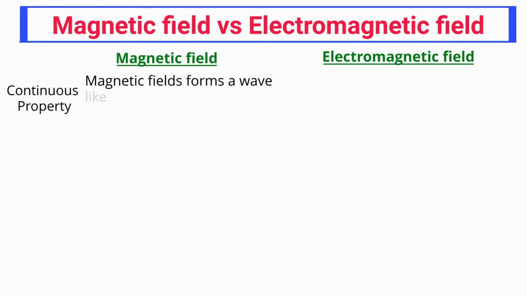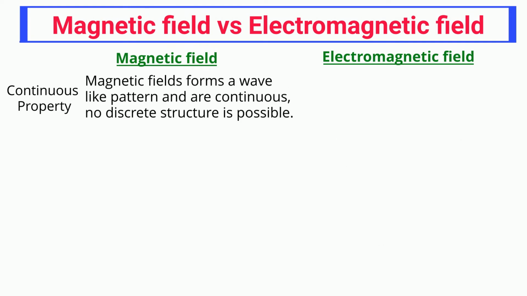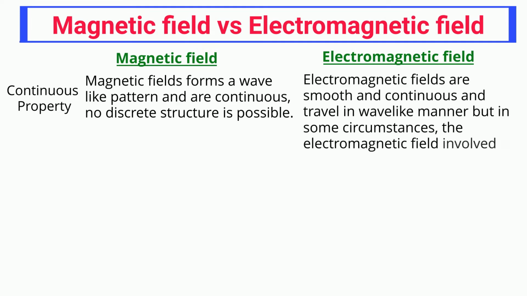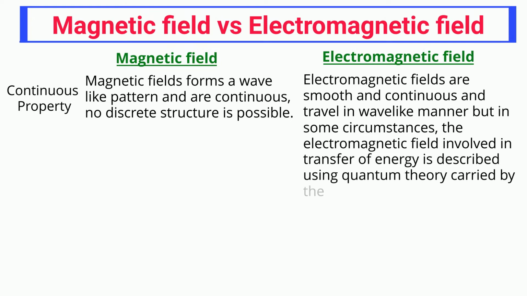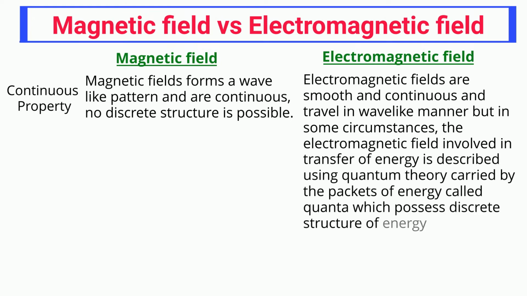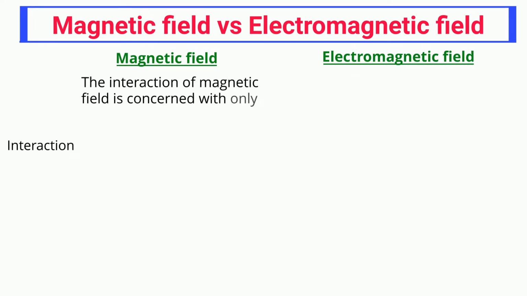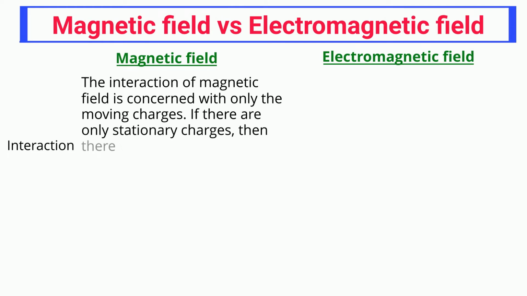Continuous property. Magnetic fields form a wave-like pattern and are continuous; no discrete structure is possible. Electromagnetic fields are smooth and continuous and travel in a wave-like manner, but in some circumstances, the electromagnetic field involved in transfer of energy is described using quantum theory, carried by packets of energy called quanta, which possess a discrete structure of energy states. Interaction. The interaction of magnetic field is concerned with only the moving charges.